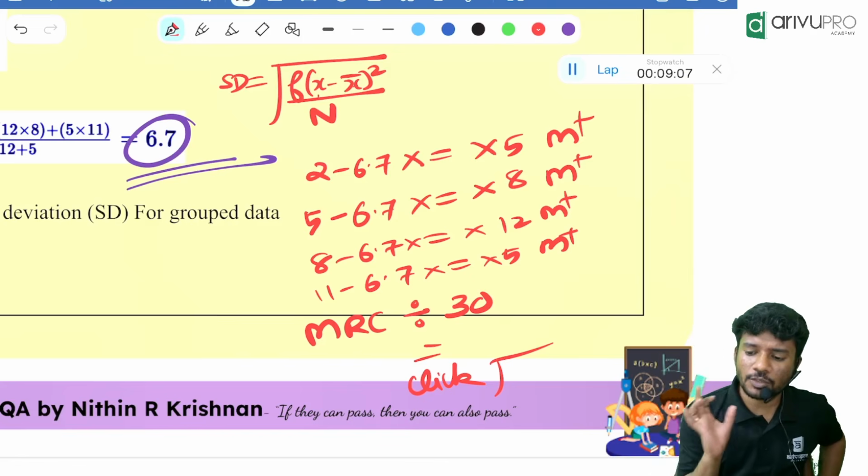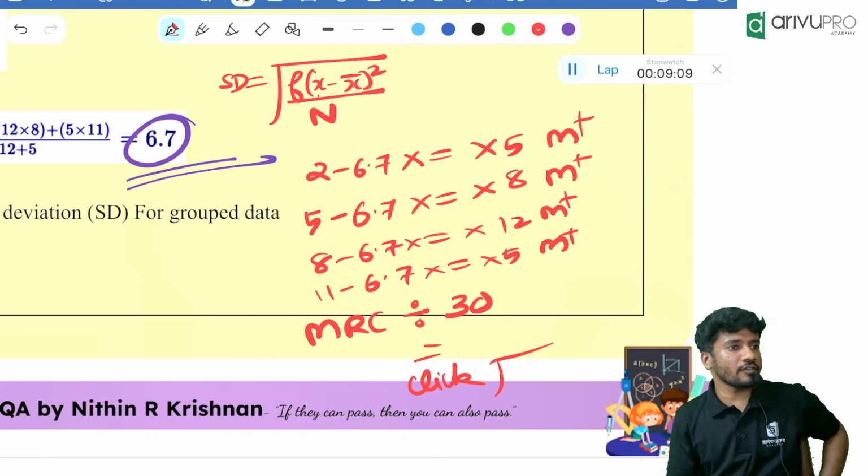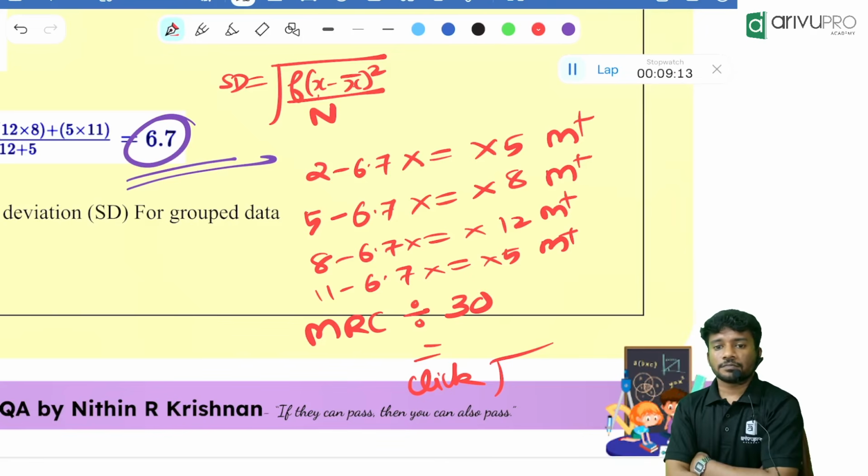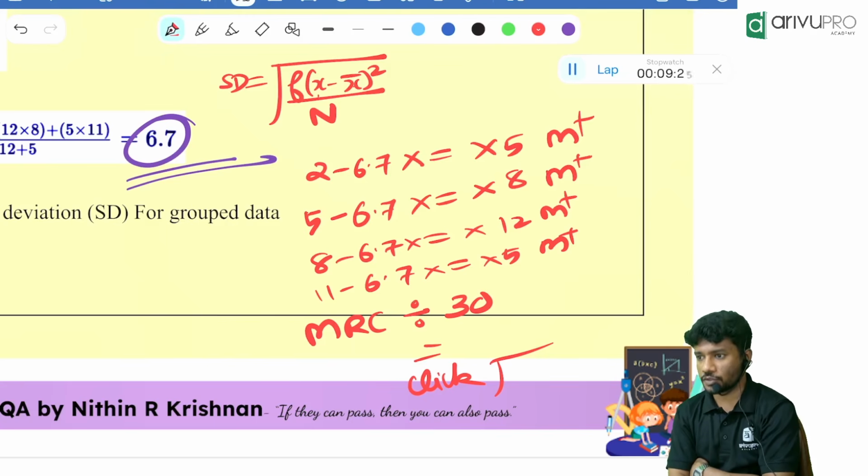You tell me how much you got inside your calculator. Everyone online, please tell. How much is the answer? 3 point? 5 point, 12 point. I'm asking for standard deviation. How much is it? In calculator, how much you got?